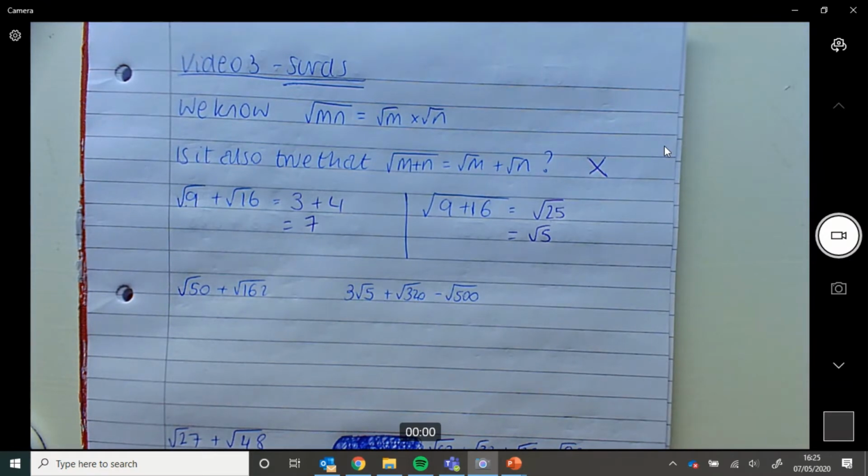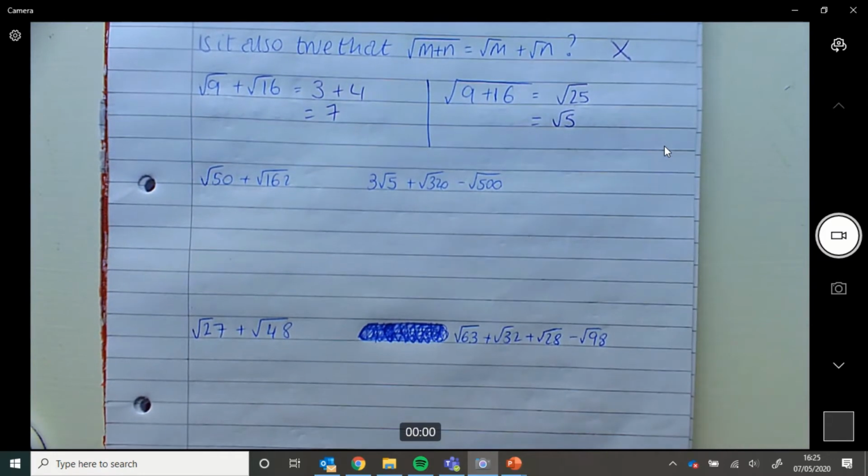This isn't technically a surds rule. It is something that is not true. Unlike multiplication and division, with addition and subtraction you cannot separate the surd or keep the surd together and treat them the same. So what do I actually have to do if I'm given a few surds and I'm asked to add and subtract them?